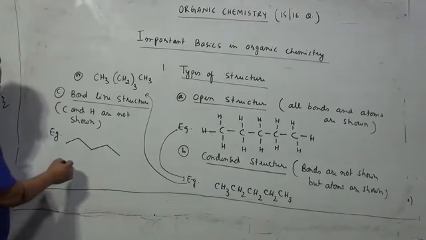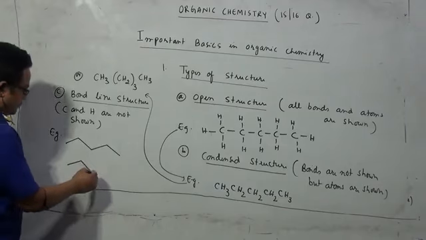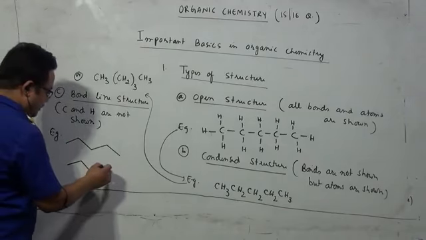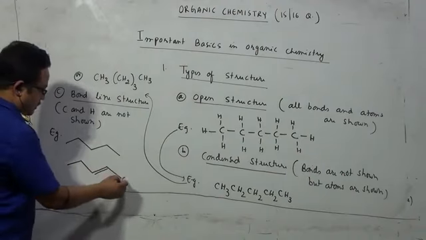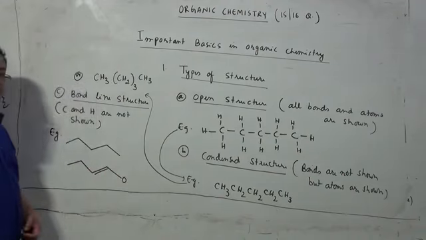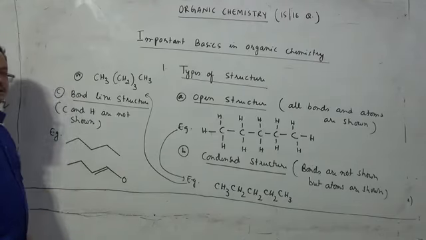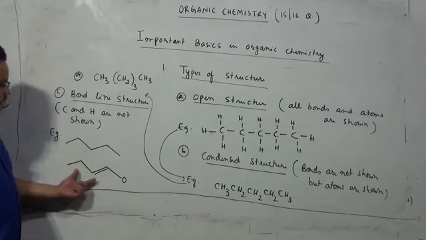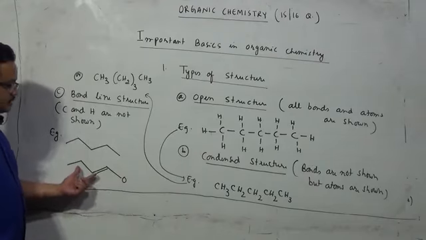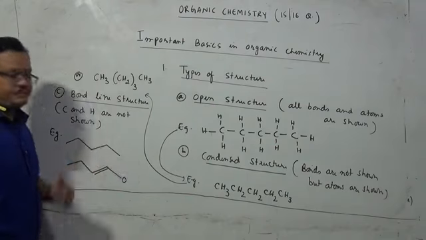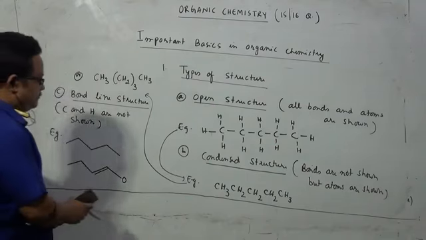One more example we can write is this. Here carbon and hydrogen are absolute, but other atoms are shown, so I'm putting oxygen here. Now let us change this bond line structure into an open structure. Let us see here.